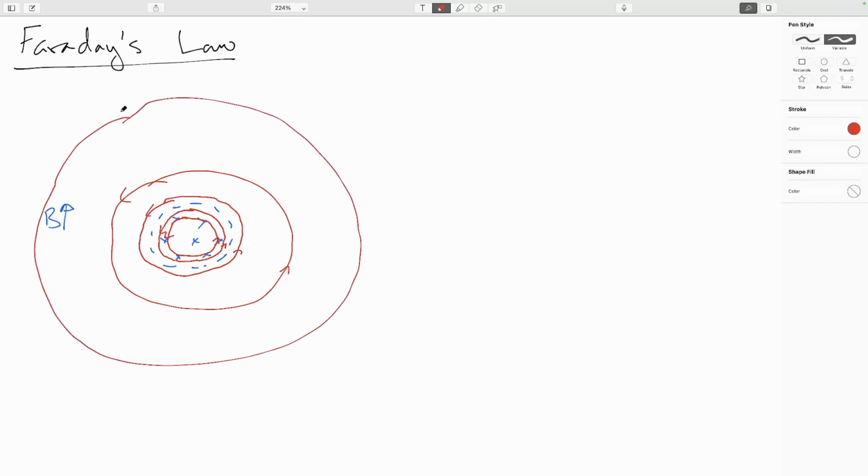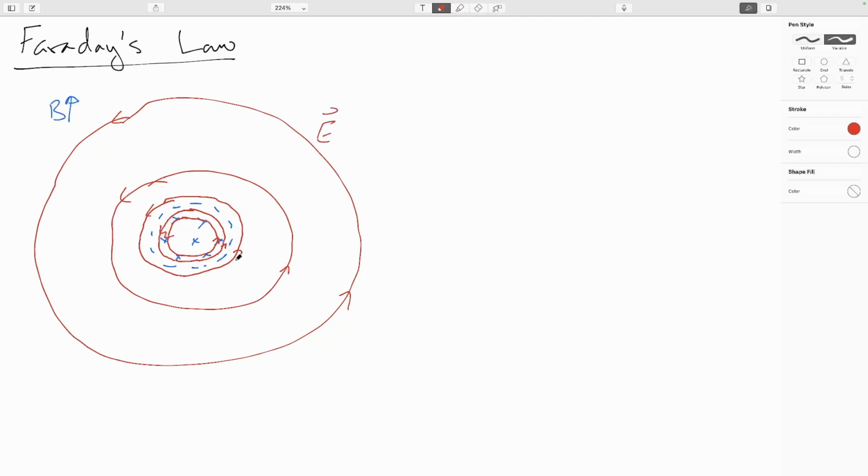So it'll look something like that. And let's move that bit right there. There. So we'll go ahead and induce an electric field like so.